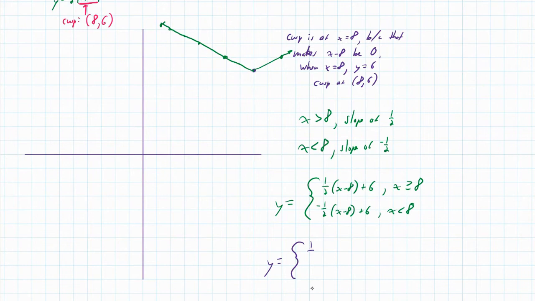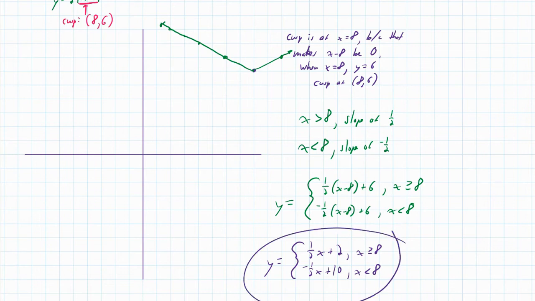So let's now take this piecewise function that I've crafted here and simplify it. If I distribute the 1/2, I'm going to get 1/2 x minus 4 plus 6, which is plus 2, and x is greater than or equal to 8. And then negative 1/2 x plus 4 plus 6 will be plus 10, and x is less than 8.